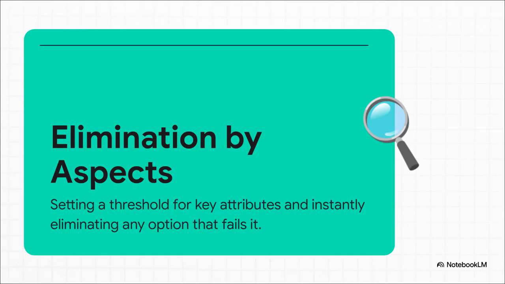This is a fantastic tool because it leverages your fast, intuitive System 1 brain to quickly prune down a massive list, saving you from the exhausting mental gymnastics of weighing the pros and cons of every single choice.